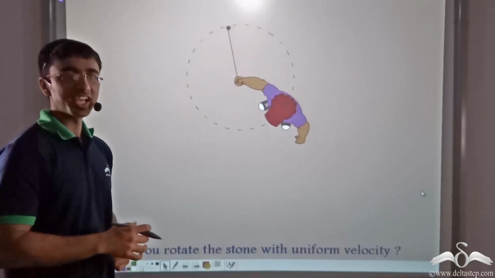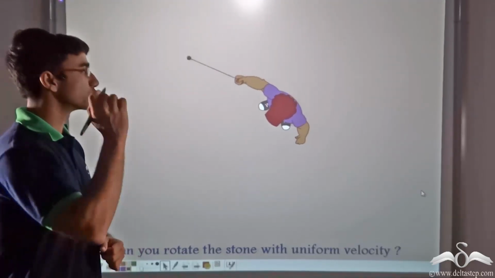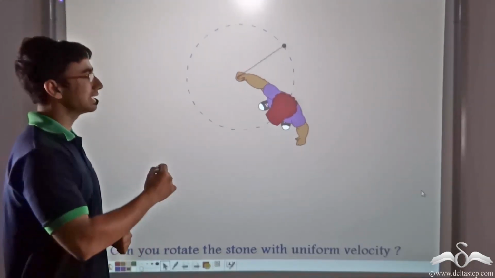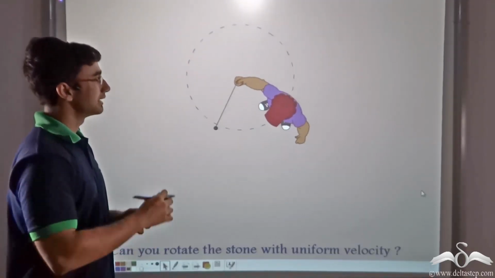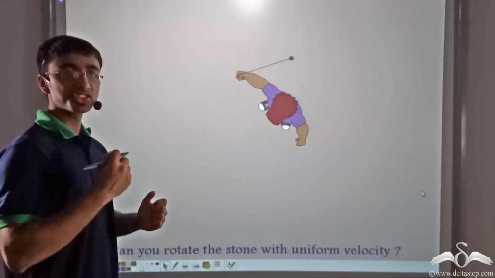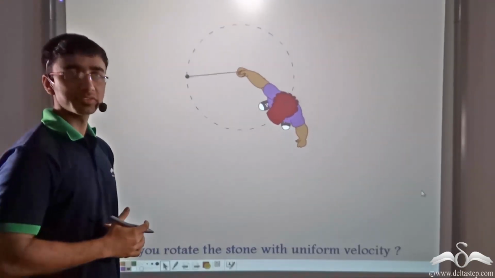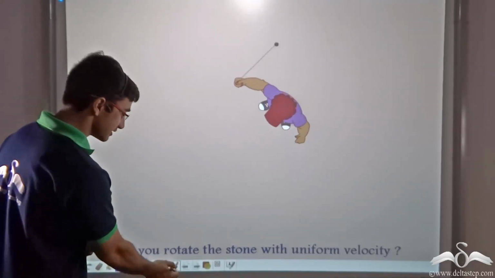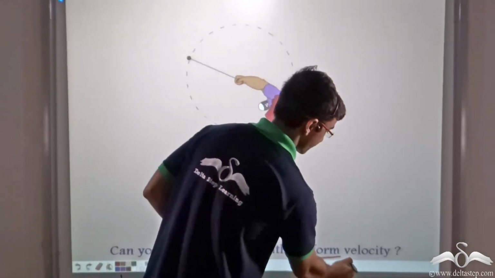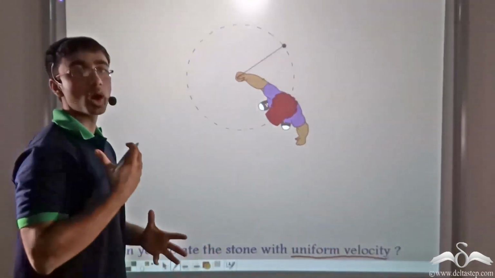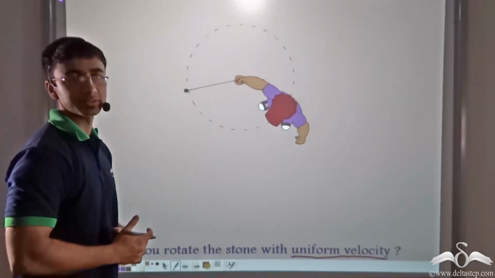Now there is a slight challenge in front of us. Over here we find that a boy is rotating a stone by tying it with a string. What he has done is he has taken the stone, tied a string and held the string at the other end and is rotating it. But there is a challenge which he faces. That challenge is that he is unable to rotate it with a uniform velocity. He finds that no matter how hard he tries, he just cannot rotate it with uniform velocity.